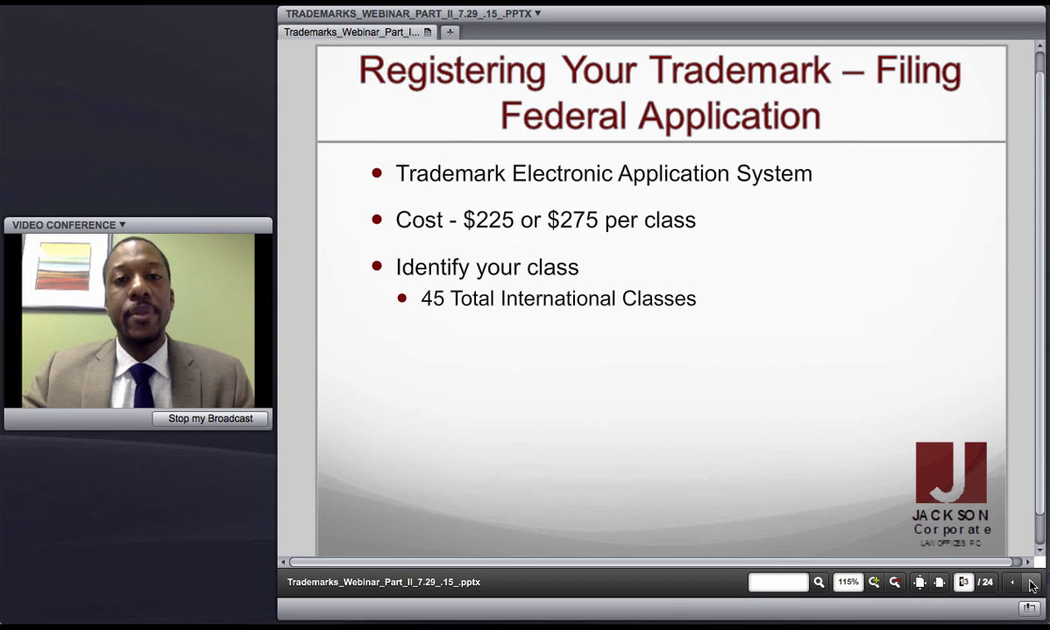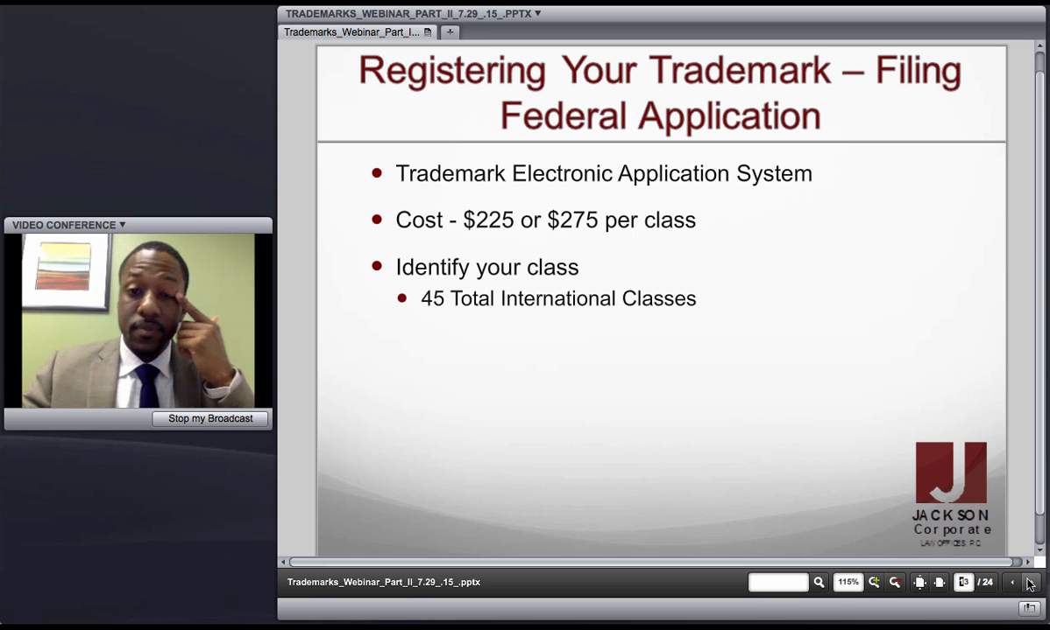In the application, there are set labels and set descriptions that the USPTO has. So if you can fit your product or service under these set labels and set descriptions, then you receive the lesser cost of $225. If you have to write out your own description of the goods or services, then that's $275. So I'm sorry, $225 if you can use their descriptions. If you have to write out your own description of the goods or services, then it's $275 per class.